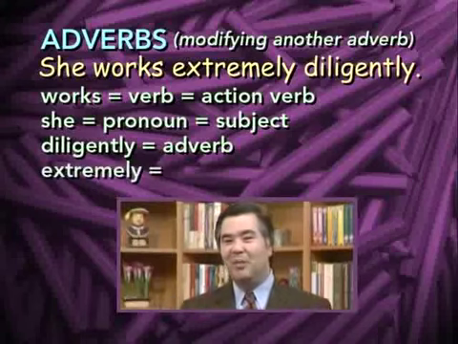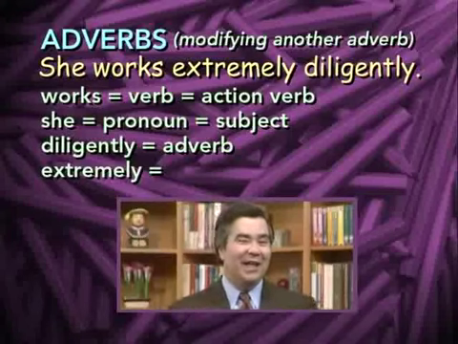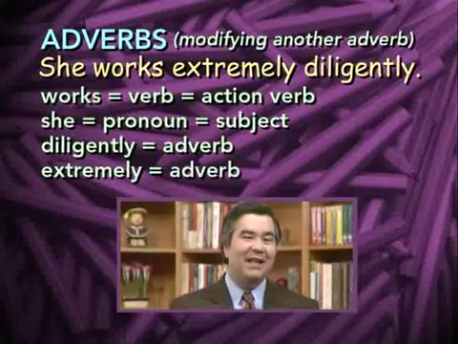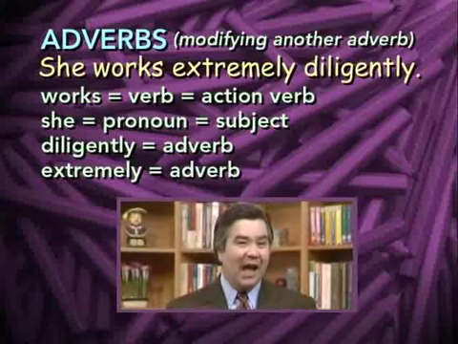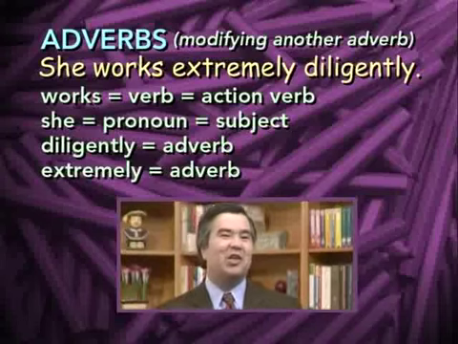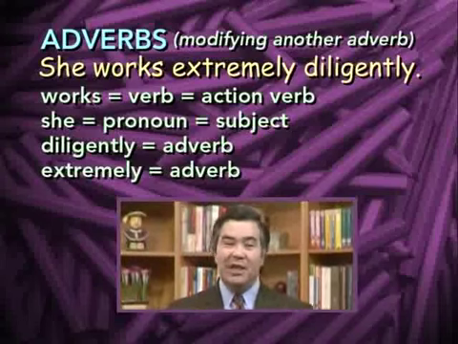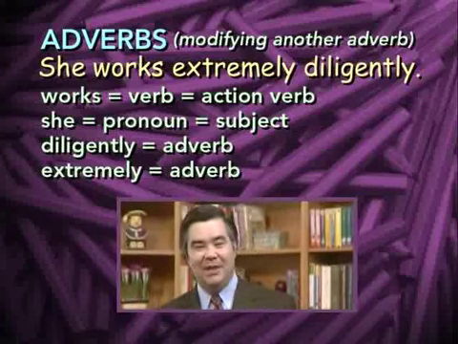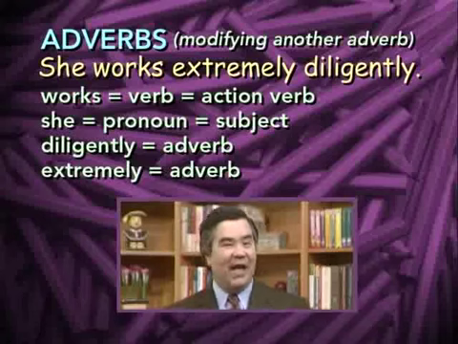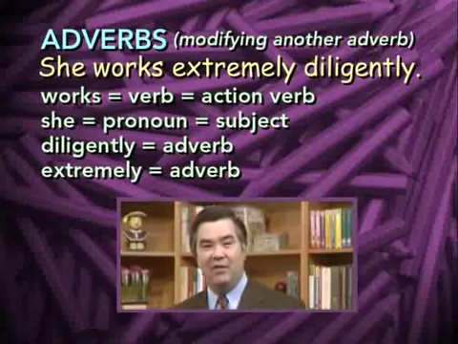What role does extremely play in the sentence? Well, extremely is an adverb. And what does it modify? In this case, it modifies another adverb. It modifies diligently. How diligently does she work? Extremely diligently. So extremely gives us more information about, or modifies, the adverb diligently. So in this case, we have an adverb being used to modify another adverb. So we've seen examples now of all three ways that an adverb can be used: to modify a verb, to modify an adjective, or to modify another adverb.